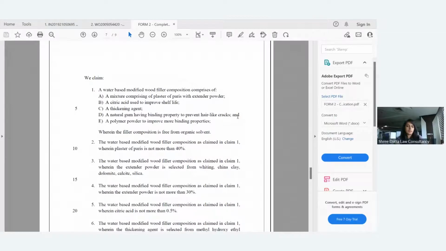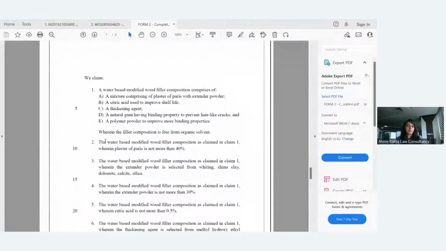And in the last they added 'wherein', and their unique feature is that they are free from the organic solvent. So now when they say free from the organic solvent, they are disclaiming this thing. They are using an aqueous solvent, but there is no organic solvent. So if anyone comes up with this type of formulation which contains an organic solvent, then they come out of this patent application.